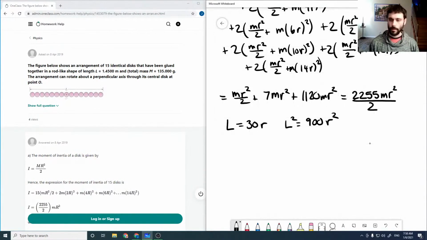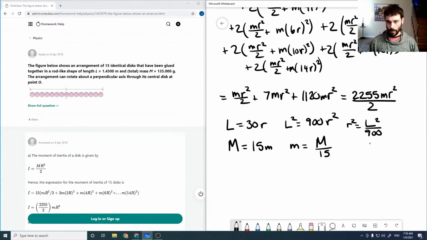But before we do that, we might as well use the full mass. And so our full mass is 15 times the little masses. And so our little masses are m over 15. And here as well, our r squared is L squared over 900. So if we do this, our moment of inertia is now 2255 ml squared over 27,000.